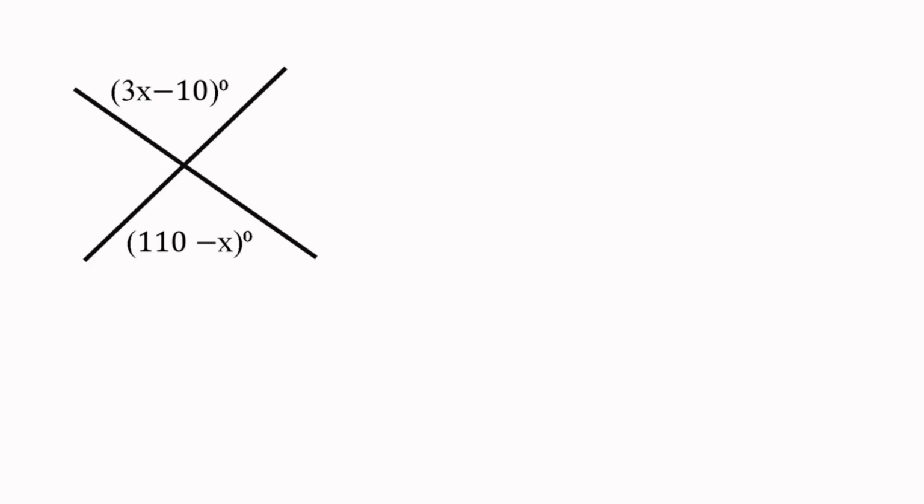Here we have the value of two angles, this one and this one. Okay, what can we see here? As you can see, these angles are vertical angles. Why? Because we can see two lines intersecting each other, and the angles that we have are in front of each other. So we can realize that they are vertical angles, and vertical angles are congruent. So the only thing that I need to do is writing 3x minus 10 is equal to 110 minus x.